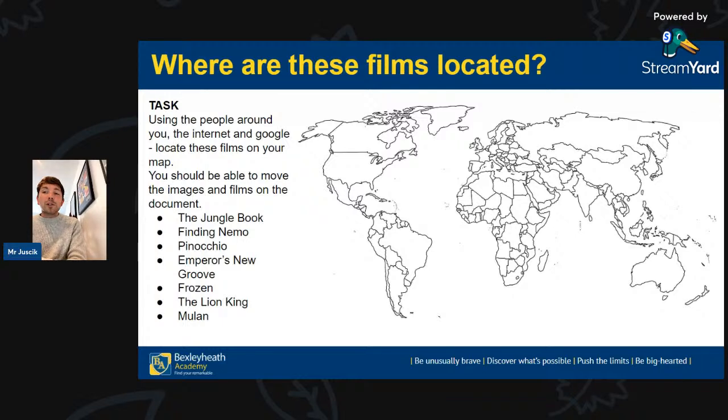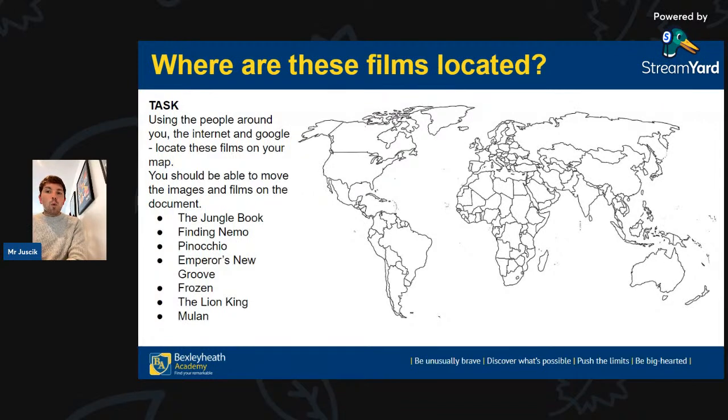Now, essentially, you've got a world map here. I know it specifically doesn't have any countries on there because you can use Google to help you out. With the people around you and Google to help you, some of you might even know where these films are set. What I want you to do is draw an arrow, and hopefully on your digital handout you will be able to expand your arrow so you can point to where you think the country represents that particular film.